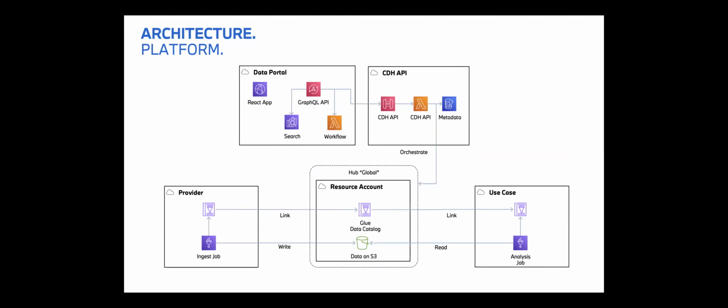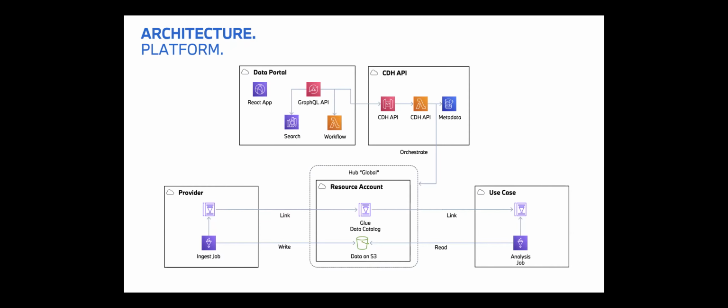A resource account is always part of a hub. In this illustration here, it's part of the global hub. And on the left side, you always have the provider account that is writing onto the S3 bucket. And there's only ever one provider account for each S3 bucket. And on the right-hand side, you have the use cases where you have your analysis jobs, for example, on Glue. And those accounts are typically reading from S3 and reading from the Glue data catalog to get the metadata and to work with the data.